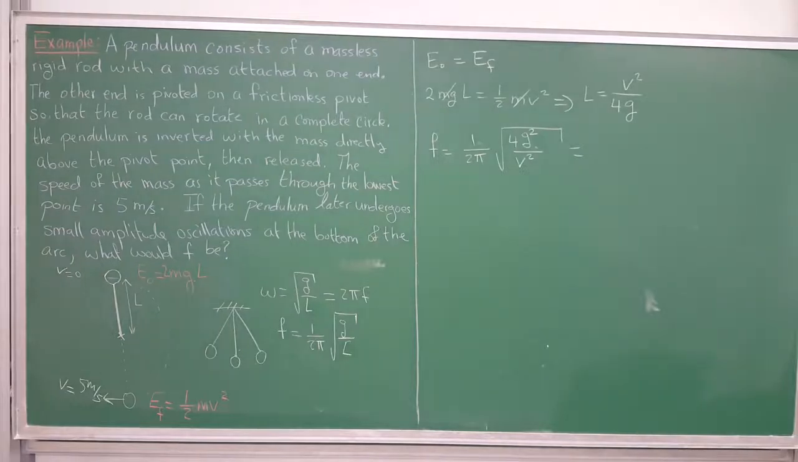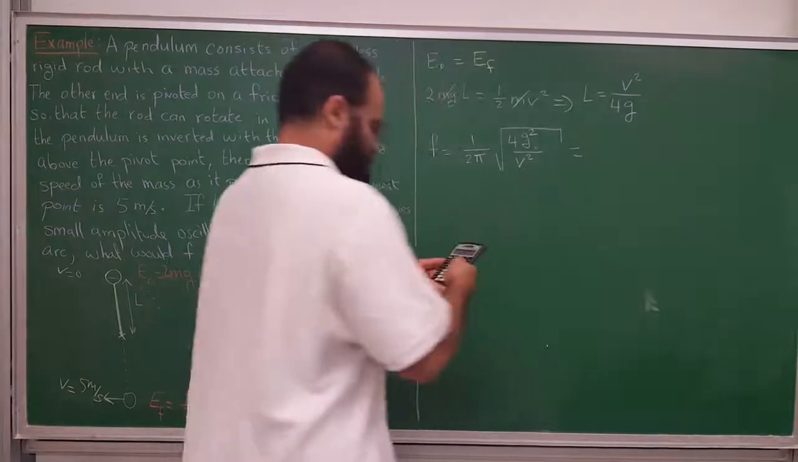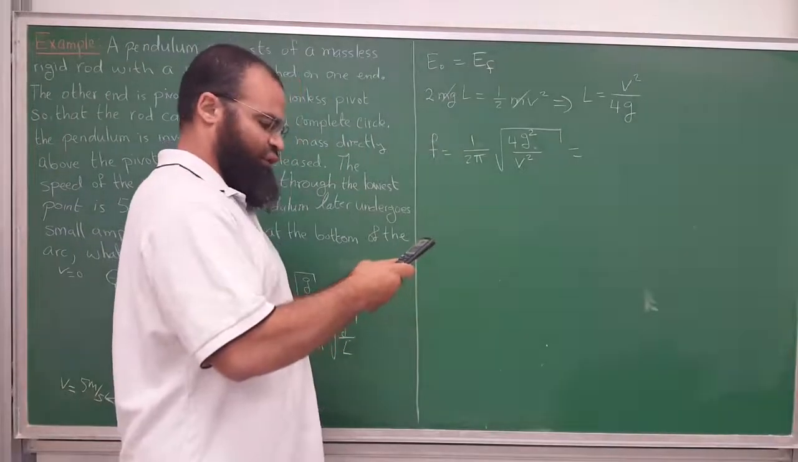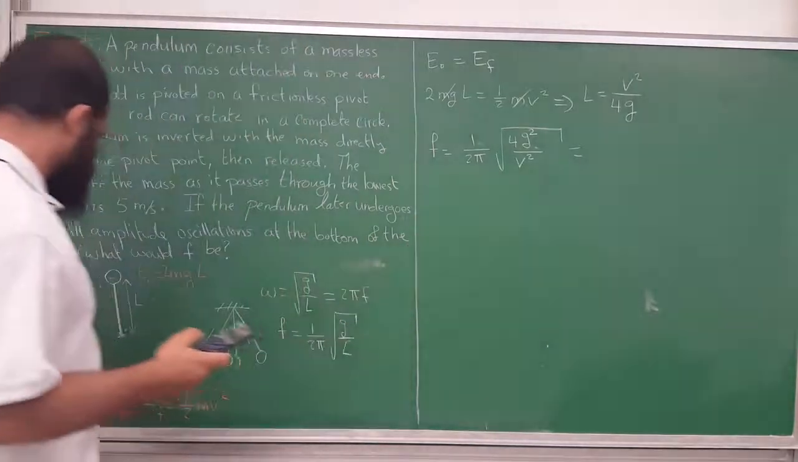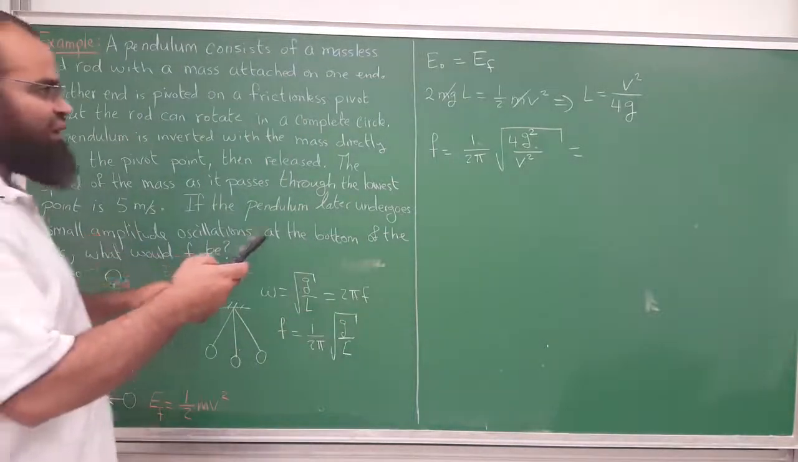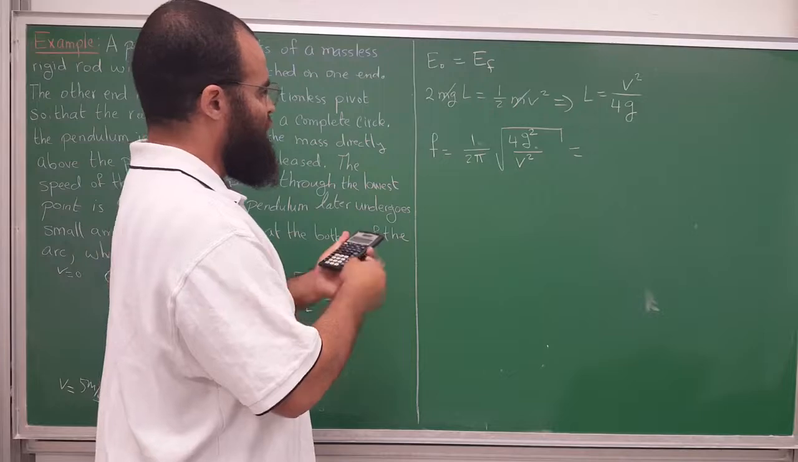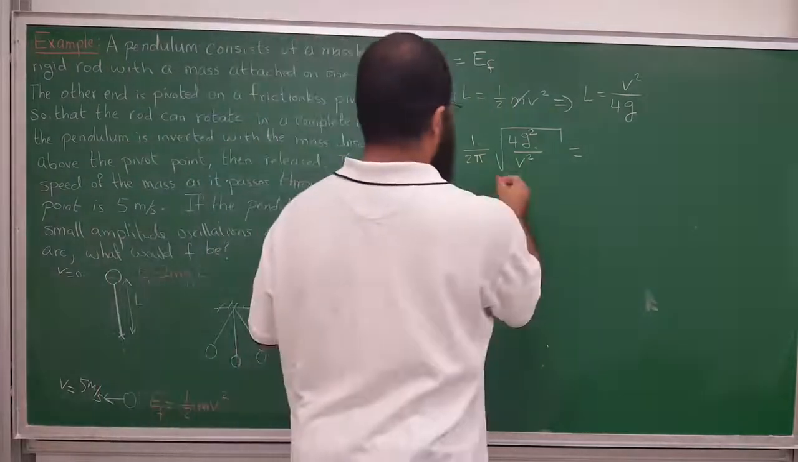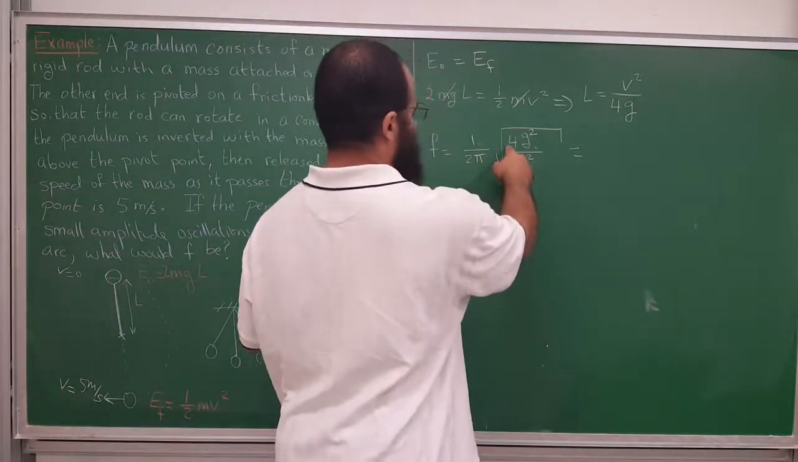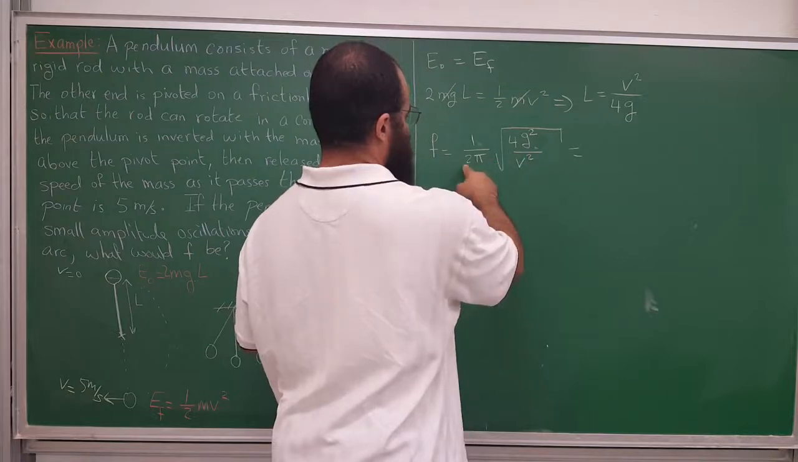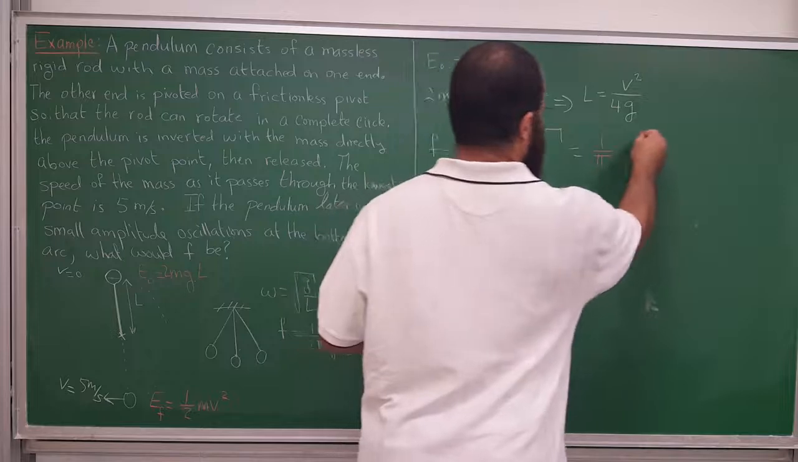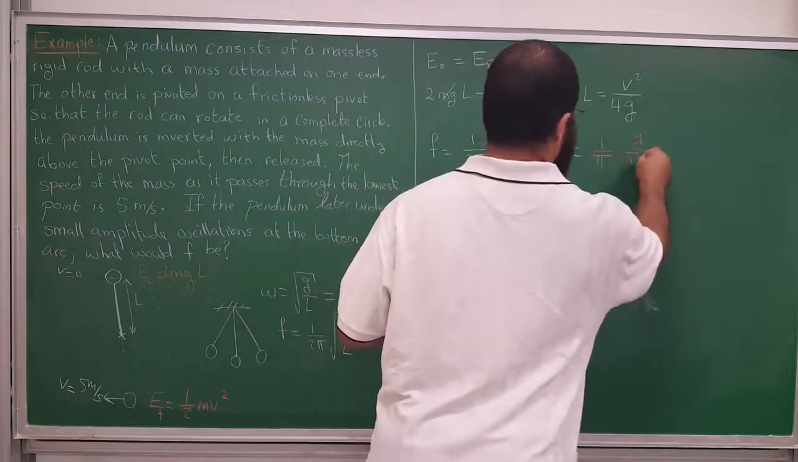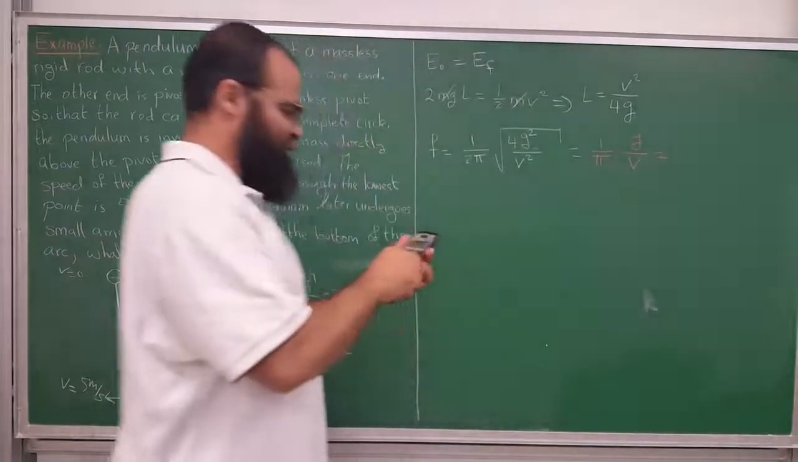So let me just calculate it. I have 4 times 9.8 times 9.8, because it's squared, divided by v squared. v is 5 meters per second. Actually, this even simplified. I don't even have to deal with the square root, because the square root of 4 is 2, and it divides this 2, so I just have 1 over pi, and then the square root of g squared is g divided by v. Yeah, this is much easier.